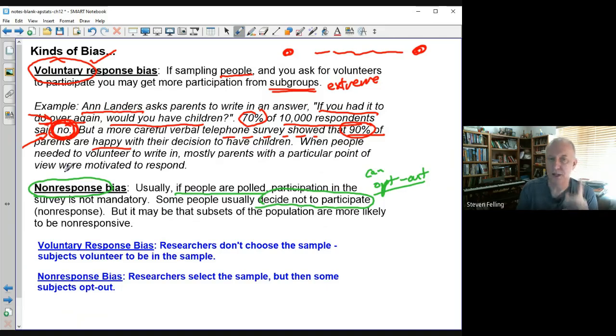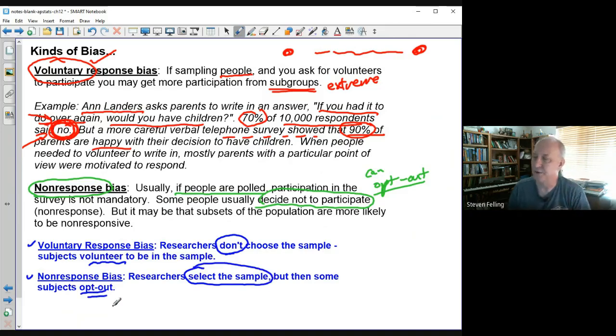Okay. Now, a lot of people get confused between these two. So let me make this comparison, right? In voluntary response bias, the researchers do not choose the sample. The subjects are volunteering even to be in the sample. They just volunteer to be in the sample, but the researchers are not involved in trying to pick who is contacted. In non-response bias, the researchers do select the sample, but then some people who have been selected opt out. So there's a subtle difference between the two.